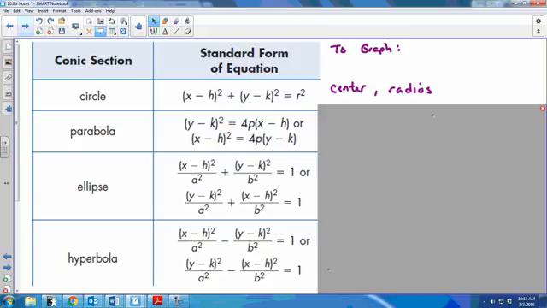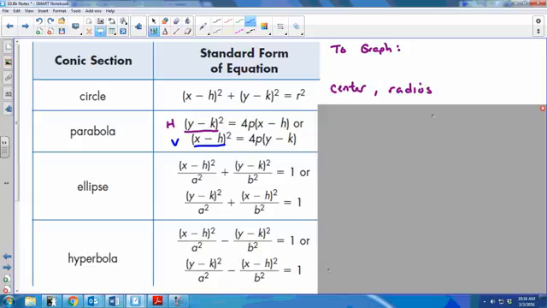Okay? Now to graph a parabola, you need to know some things. You need to know the vertex, right? That's (h, k). You need to know if it's horizontal or vertical, right? If you have y squared, that's horizontal. If you have x squared, that's vertical. Right? So you have to know which way it's going to go.